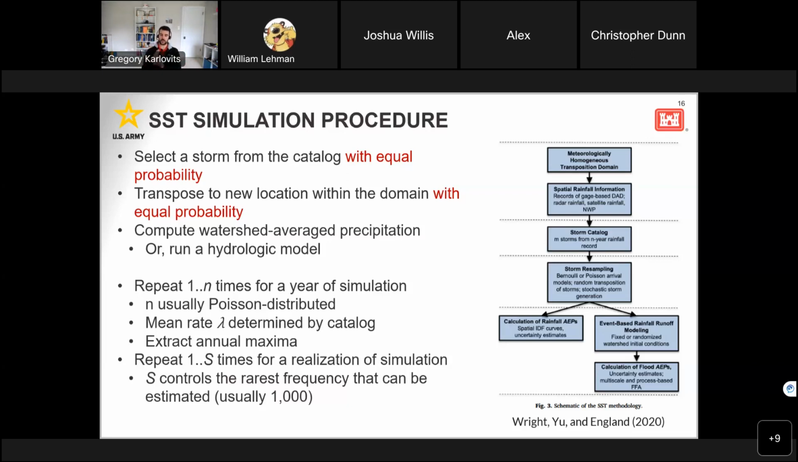Per synthetic year, you are generating anywhere from 1 to n storms, where n has a probability distribution, some counting distribution, usually a Poisson distribution, and the average rate of those storms comes from your catalog. So I said we had 400 storms. Say it was 40 years of record. That means the average rate of storms is 10 per year. Each synthetic year, you're going to generate some count of storms from 1 to n. Say this year is 7 storms. I'll pull 7 storms from the catalog. I'll transpose them somewhere else within the watershed. I'll run the model 7 times. And then at every point in the watershed that I'm interested in annual maxima, I pull the annual maximum result. And that's how that whole thing works.